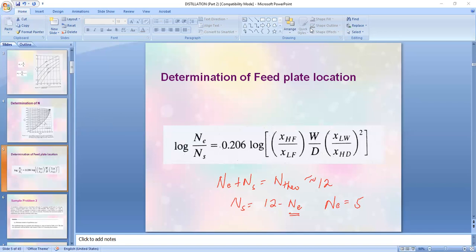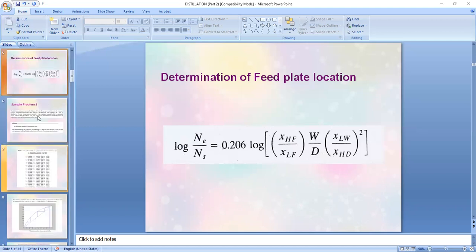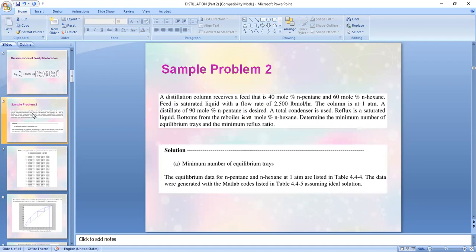Okay, we'll go to the sample problem that I have placed in here. This will give light on how you determine the minimum number of stages using Fenske's equation or Fenske's method. This is our sample problem number 2, focused on the analytical way of determining the theoretical number of stages. Let me just check because it's not projecting. I hope you could see it.